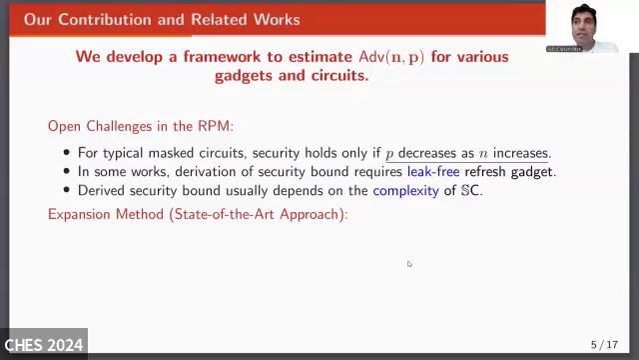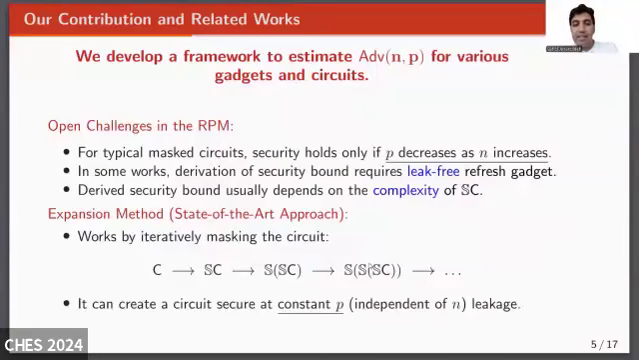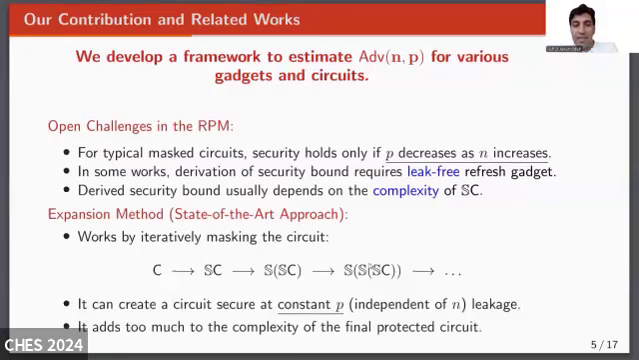The state of the art for addressing RPM challenges is the expansion method. It works by remasking a masked circuit. If we have circuit C, it first masks it as a typical approach by changing gates to gadgets. And again, in this protected circuit, masking is applied, and this continues. This process can create a secure circuit that can withstand constant leakage. However, the overall process adds too much to the complexity of the produced circuit.